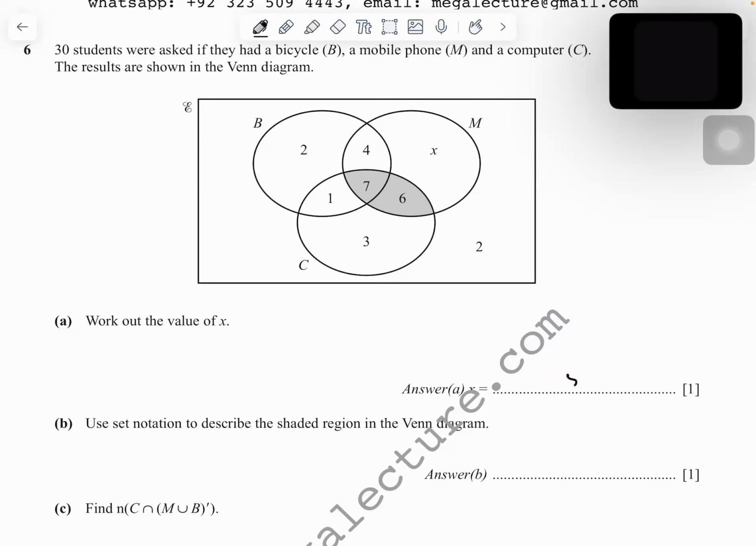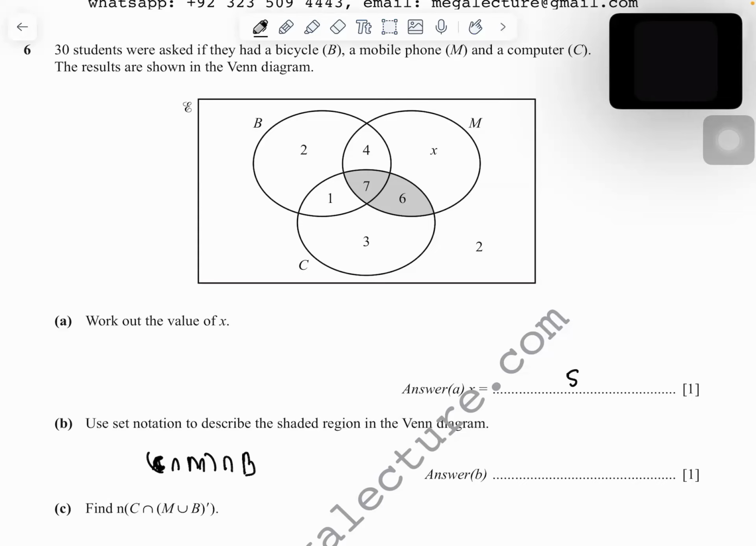Use set notation to describe the shaded region. That's the thing. How do I do that? I want you to give it a try from what you've learned from shading the diagram. Give it a try, and then we can do it together. Is it C intersection M? Okay, you're saying C intersection M, that is correct. But what about B? Intersection B.